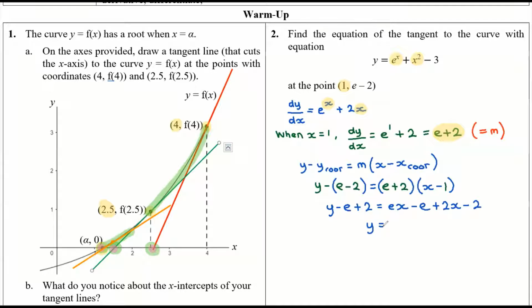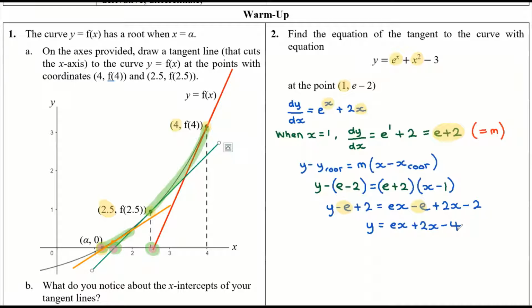Okay, now if I make y the subject, I can add e and subtract 2 from both sides. Now, if I add e, you'll notice that the e's will actually cancel out. We've got negative e on both sides of the equation. They cancel. So they're gone. If I subtract 2, I'm going to get negative 4. So let's see what we have. Now we're going to have ex plus 2x subtract 4.